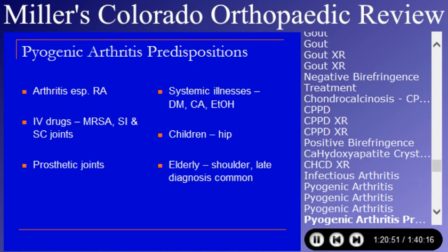There are predispositions. Rheumatoid patients are more likely to get it. IV drug abusers, remember the sacroiliac and sternoclavicular joints. That's a commonly asked question. Prosthetic joints get infected both acutely and late. The late infection's a heartbreaking thing. People with systemic illnesses are predisposed to it. Children and elderly patients, for some reason, have a predisposition to the shoulder, which often is initially overlooked.